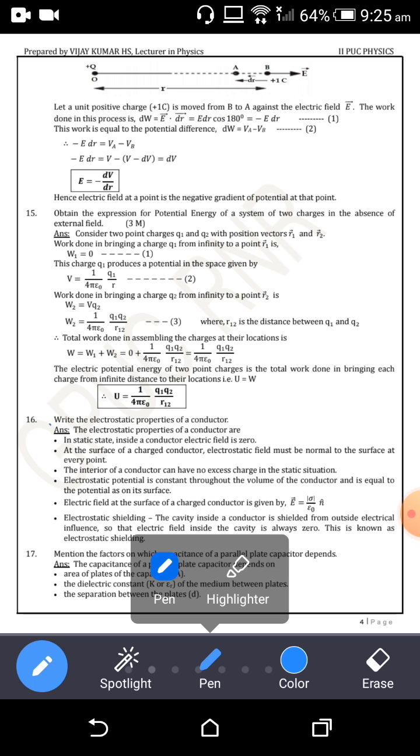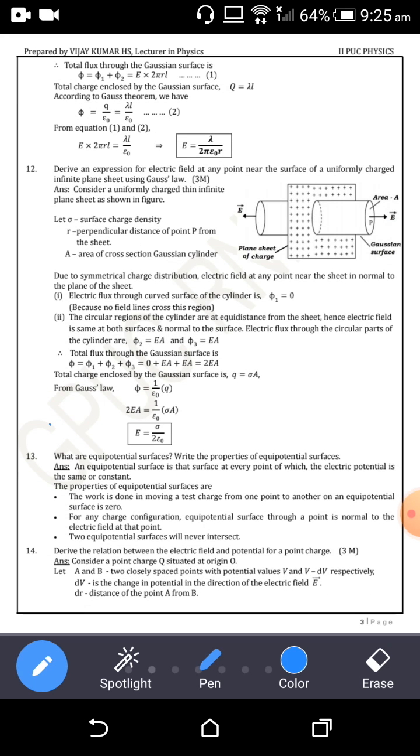Okay, so compare equation 1 and 2. When you compare equation 1 and 2, the LHS are the same, so hence you can write minus E dr is equal to VA minus VB. Next, we have just substituted the values: the VA value is V and the VB value is V minus dV.